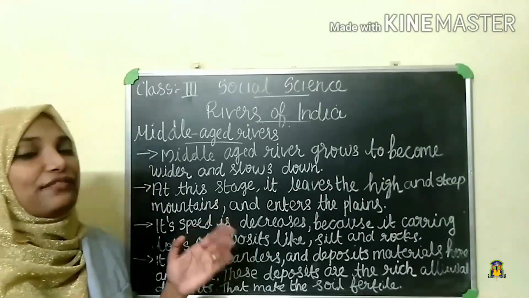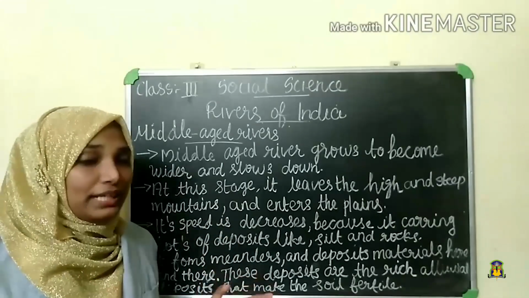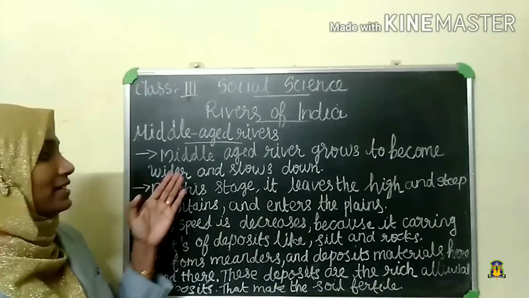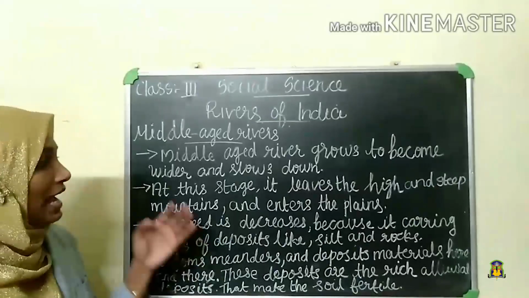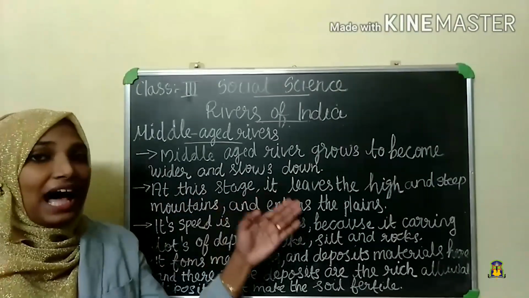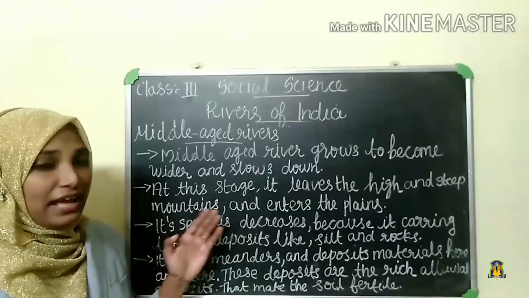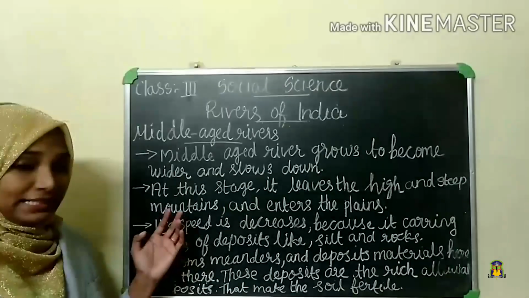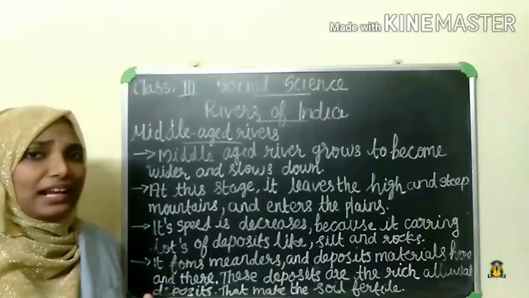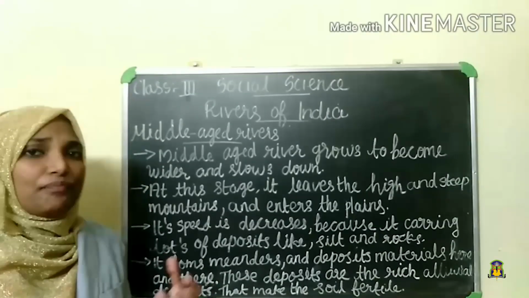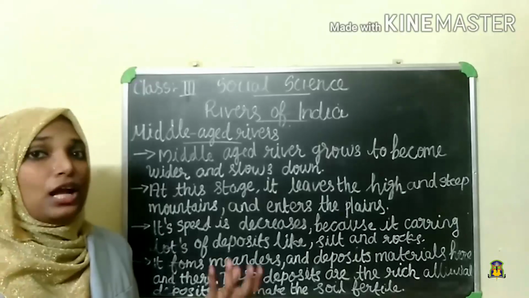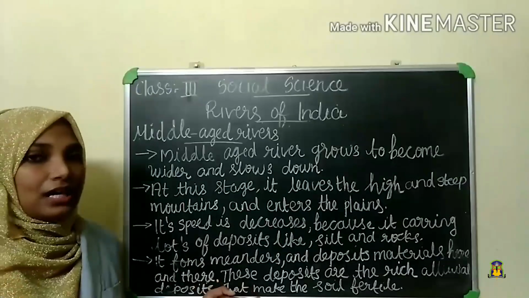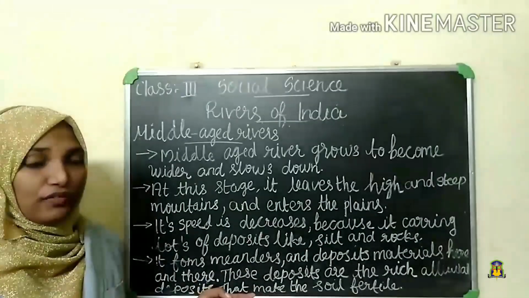So what is the first feature we discussed about the middle-aged river? The middle-aged river grows wider and slows down. And the second one, at this stage, it leaves high and steep mountains and reaches the plains. The next one, its speed decreases because it is carrying a lot of deposits like rocks and silt. Okay, and it forms meanders. Meander means the S-shaped form of a river.